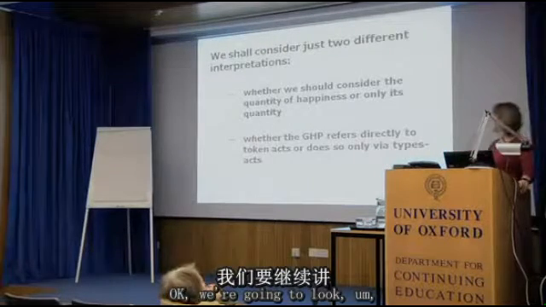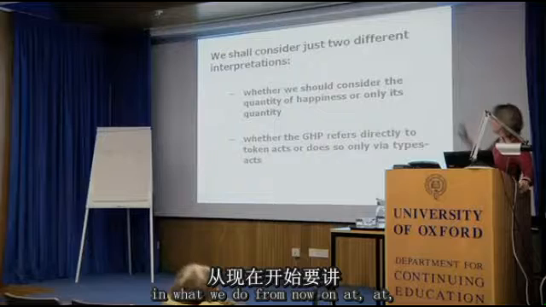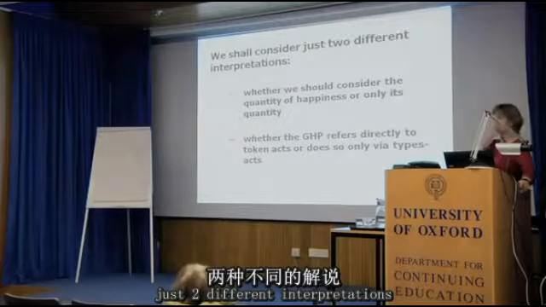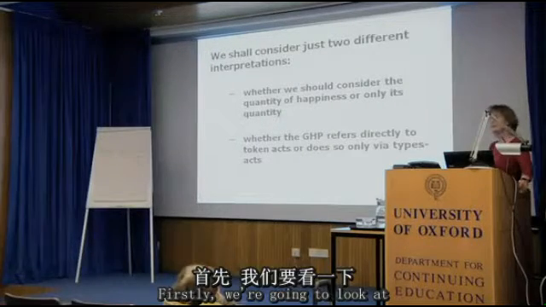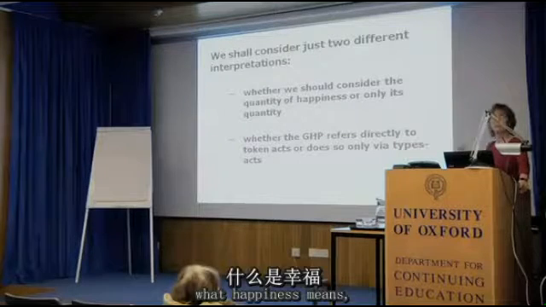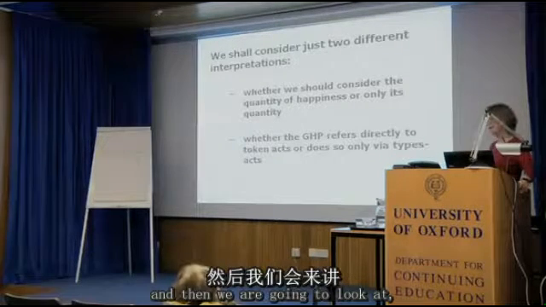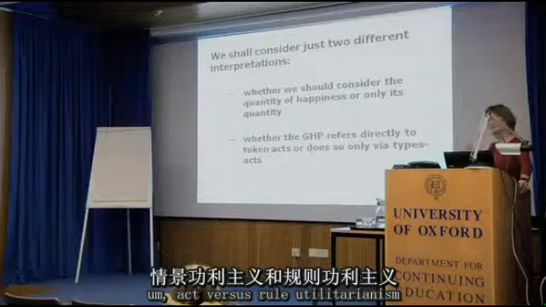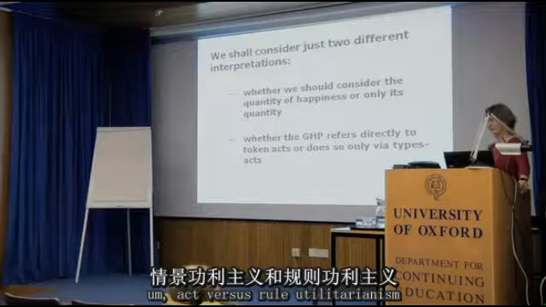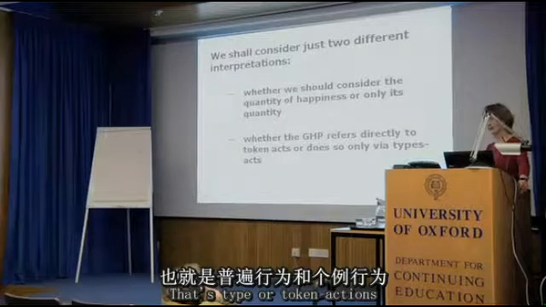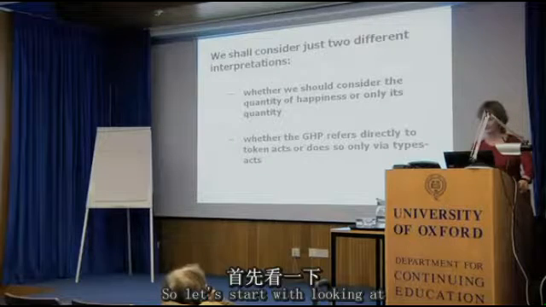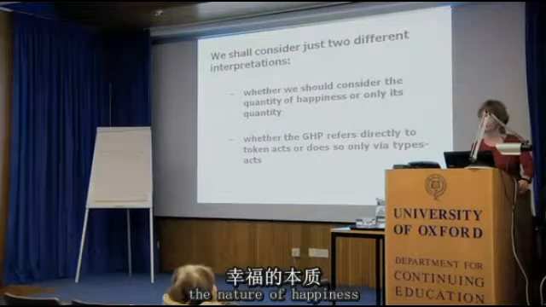Okay, from now on we're going to look at just two different interpretations. Firstly, the interpretation of happiness, what happiness means, and then act versus rule utilitarianism. That's type or token actions. So let's start with looking at the nature of happiness.